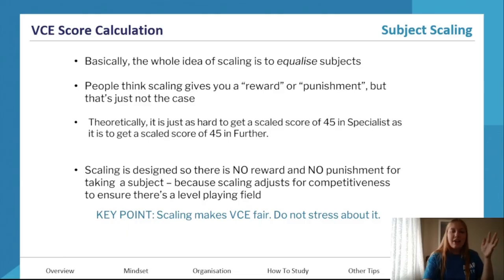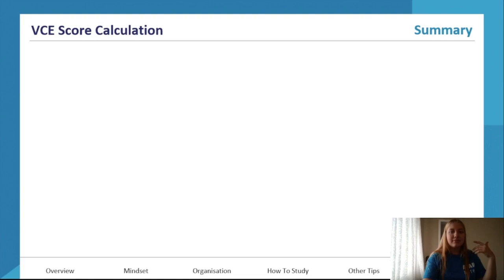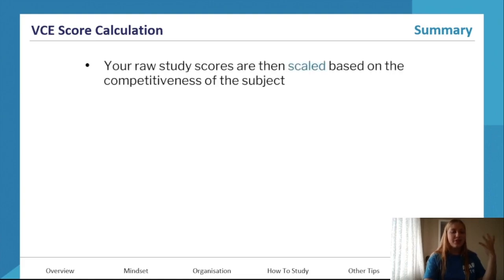So it makes VCE fair. Do not stress about it. Do not think about it if you don't fully understand it, but this explanation has helped you to get the gist of it. Don't think about it any further than that. It's enough if you just understand what I've told you guys, and it's really quite a lot of important information that we've gone through.